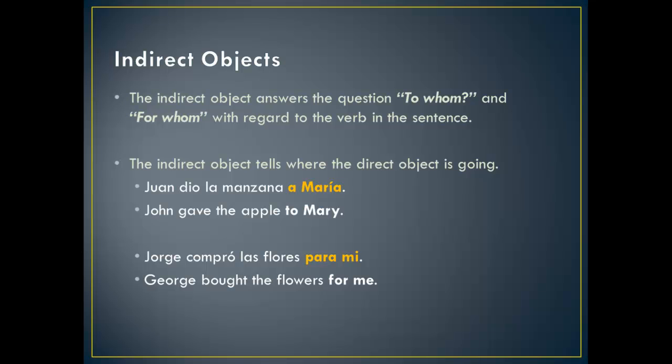Okay? Indirect objects now, they answer to whom or for whom. And I will tell you, as a general rule, you are going to have a direct object in a sentence where you have an indirect object. So you should be able to go through your sentence, identify your direct, and then identify your indirect.